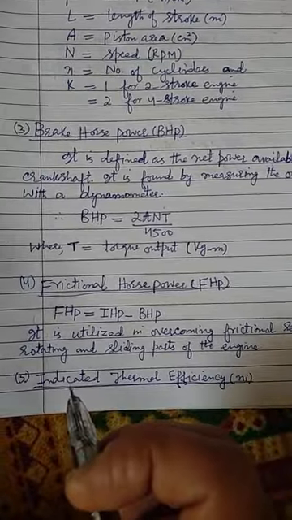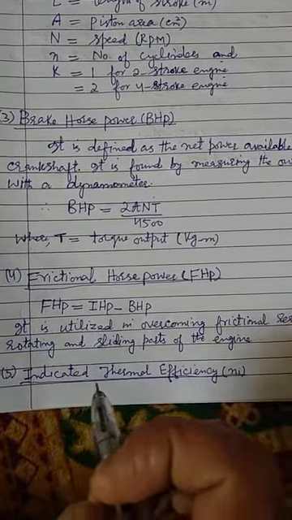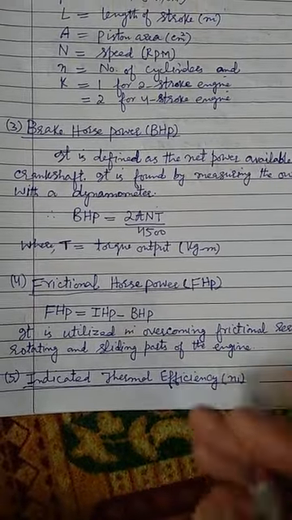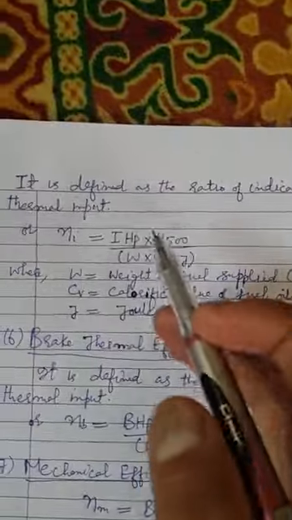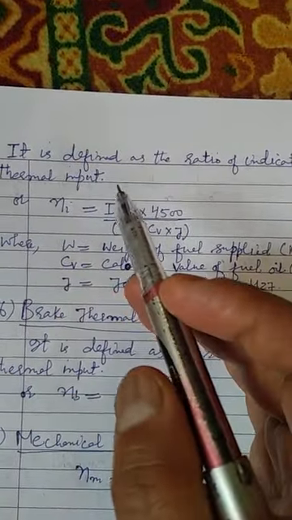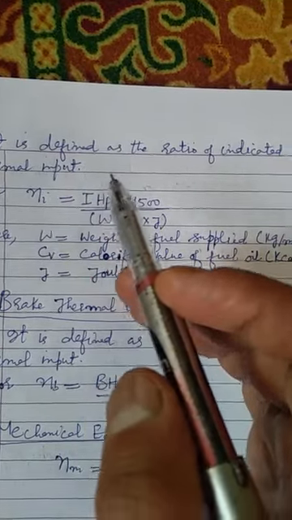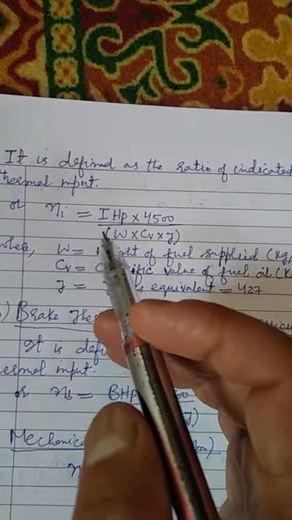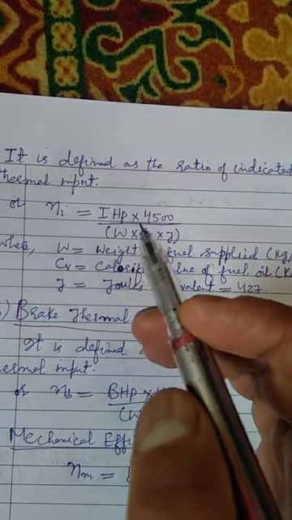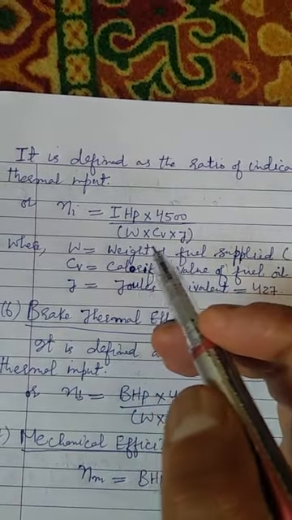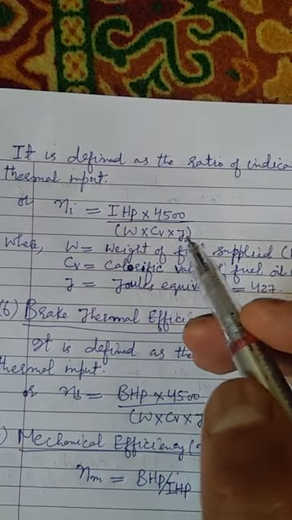Okay, now the fifth part is indicated thermal efficiency. It is designated by small eta i. What is the formula for indicated thermal efficiency? First of all, we'll see its definition. It is defined as the ratio of indicated work to thermal work. That is, it is equal to indicated horsepower times 4500 divided by W times CV times J, which is the heat given by W kg of the fuel.